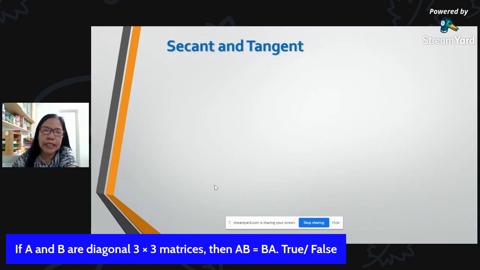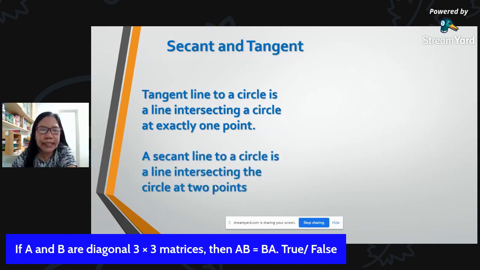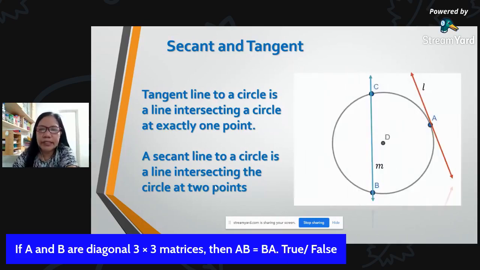So another concept that we need to recall is the secant and tangent. The tangent line to a circle, the students are familiar with this, is a line intersecting a circle at exactly one point. And a secant line to a circle is a line intersecting the circle at two points. So let us consider this figure. This line L is a tangent line, for it intersects a circle at exactly one point. And this line M is a secant line, for it intersects a circle at two points, point C and point B.